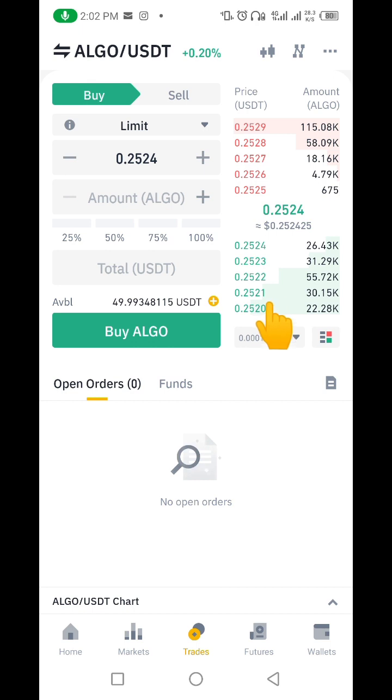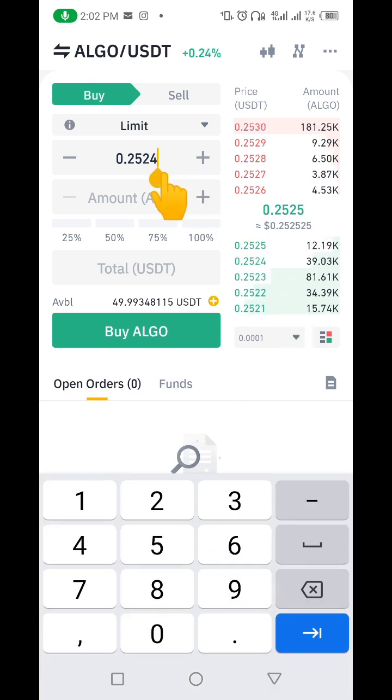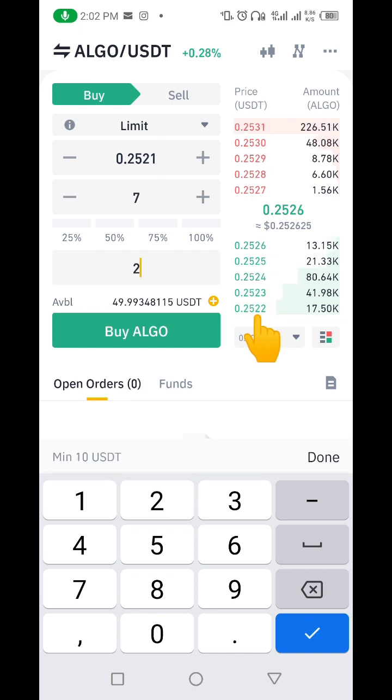So you're going to come up here now, click here and change the price to 0.521. You can see we are not buying it at the current market price again. You want to buy it at 0.521. Then you say, okay, I want to buy it with, let's say, $20. The $20 is going to give you this amount of ALGO. Then you're going to click on this buy.